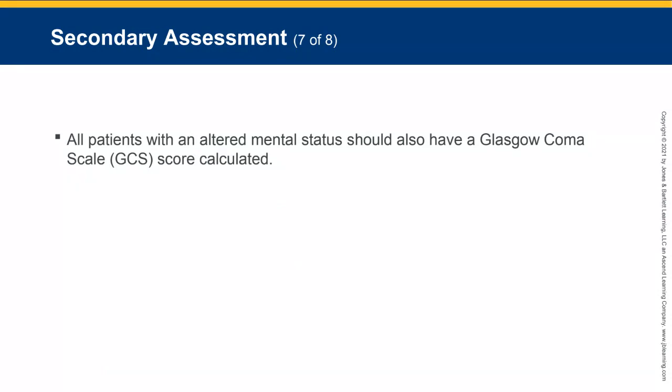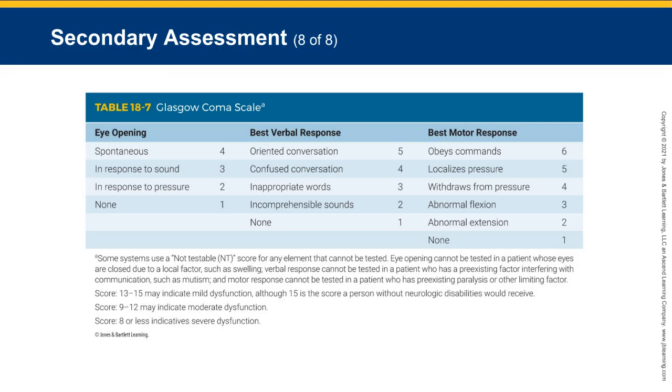Now, regardless of the stroke scale that is utilized, GCS must be involved. You must do the patient's GCS. You do a GCS for everybody, but it's extremely important to these patients. And the GCS looks at eye opening. So eye opening, verbal response, motor response. The most they can get for eye opening is 4. Most for verbal is 5. The most for motor is 6.